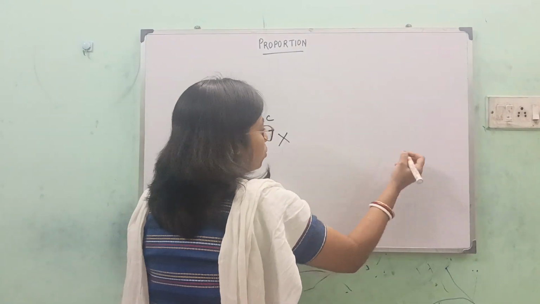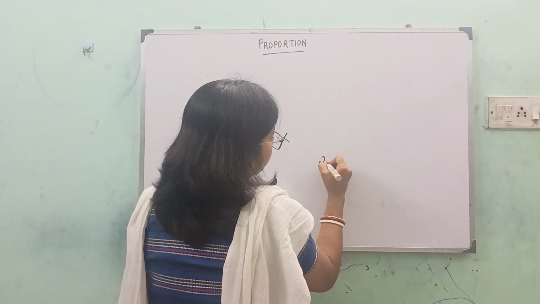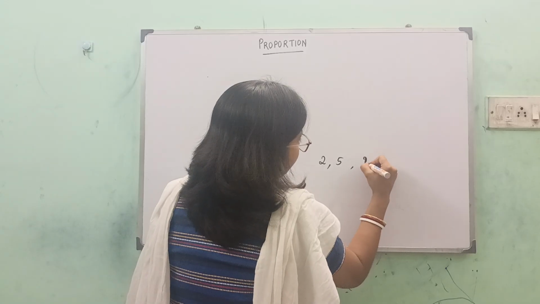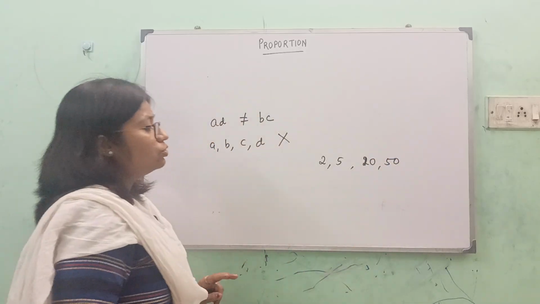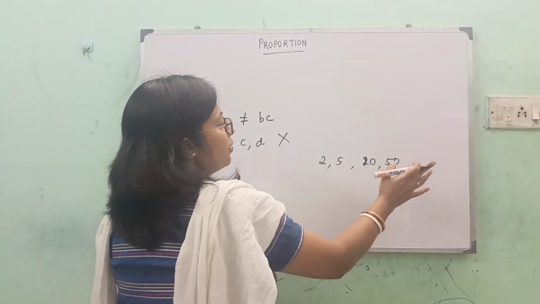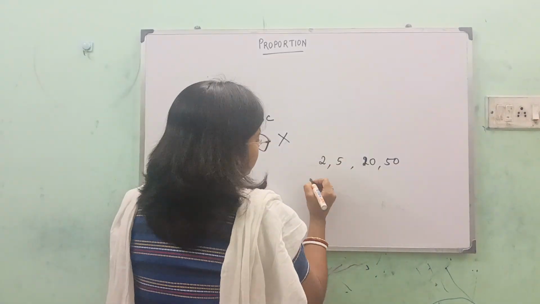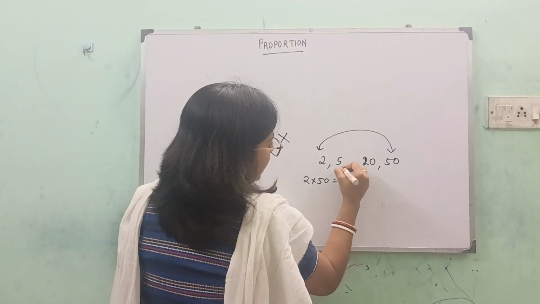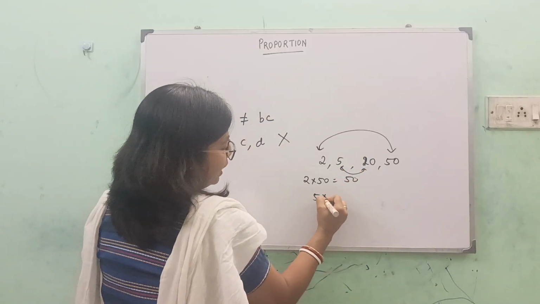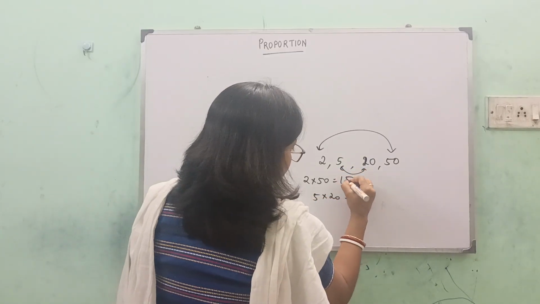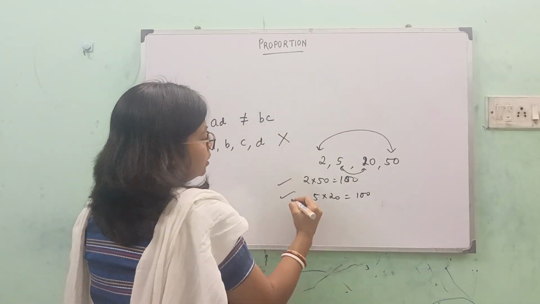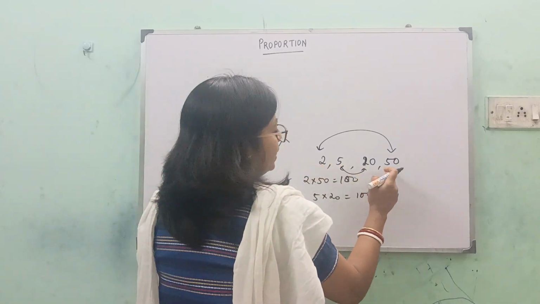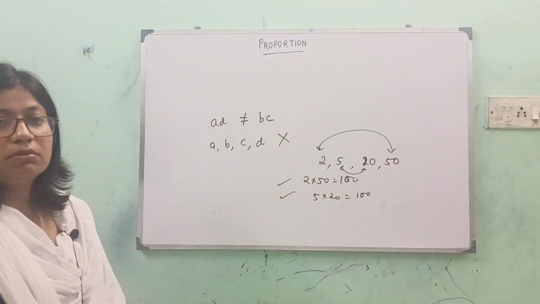If you are given four quantities, say 2, 5, 20, 50, and you are asked to check whether these four quantities are in proportion or not, check the product of these two terms, 2 into 50, that is 100, and the product of these two terms, 5 into 20, that is 100. So, we can see that the product of the extremes is equal to the product of the means. So, yes, 2, 5, 20 and 50 are in proportion.